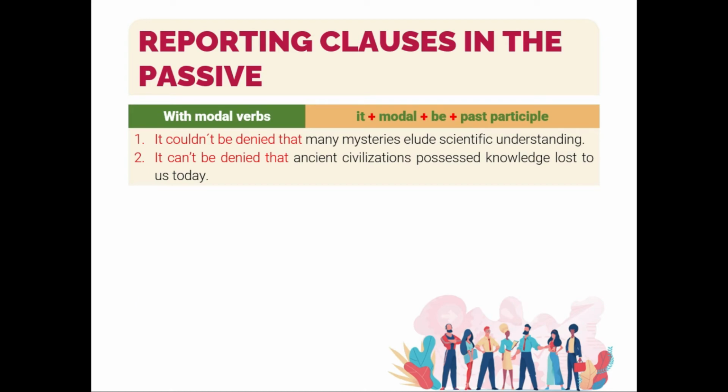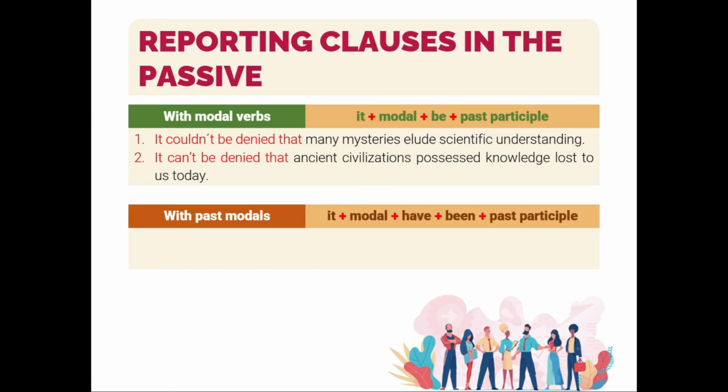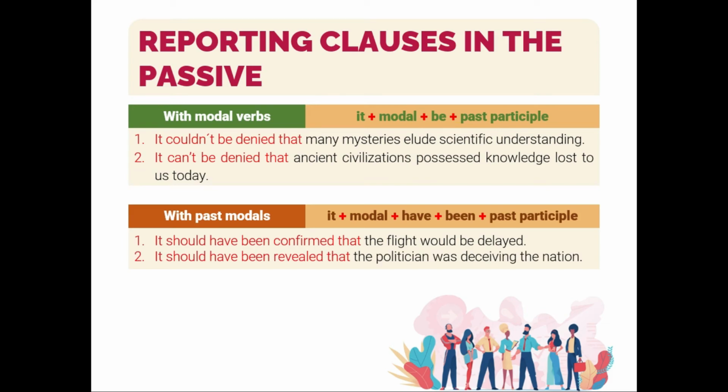Now our last tense, past modals in the passive, which are formed with it plus modal plus have plus been plus past participle. For example, number 1, it should have been confirmed that the flight would be delayed. Number 2, it should have been revealed that the politician was deceiving the nation.